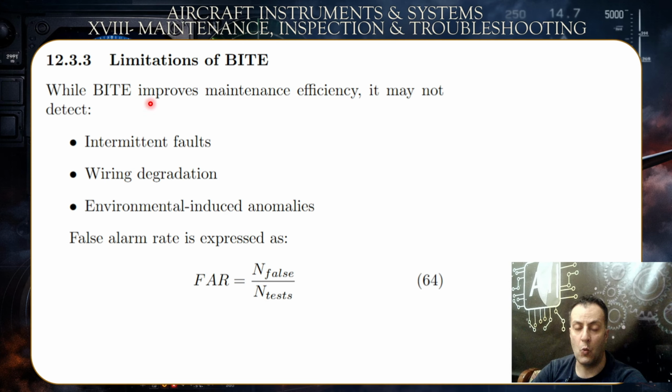Limitation of BITE. While BITE improves maintenance efficiency, it may not detect, for example, intermittent faults, the faults that keep coming and going in a stuttering way, wiring degradation of the buses, for example, and environmentally induced anomalies, like anomalies that are induced due to the environment, the ambient air, etc. False alarm rate, or FAR, is equal to number of false reports divided by number of tests.